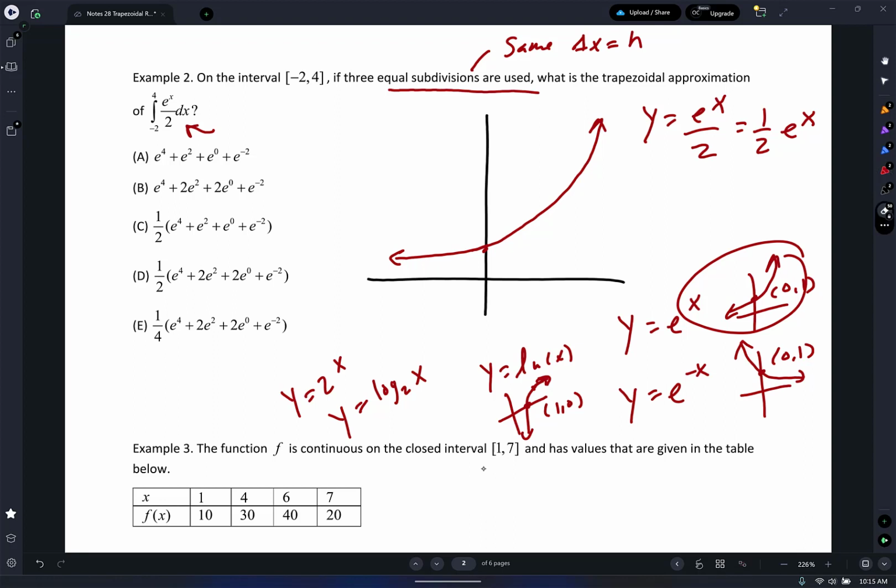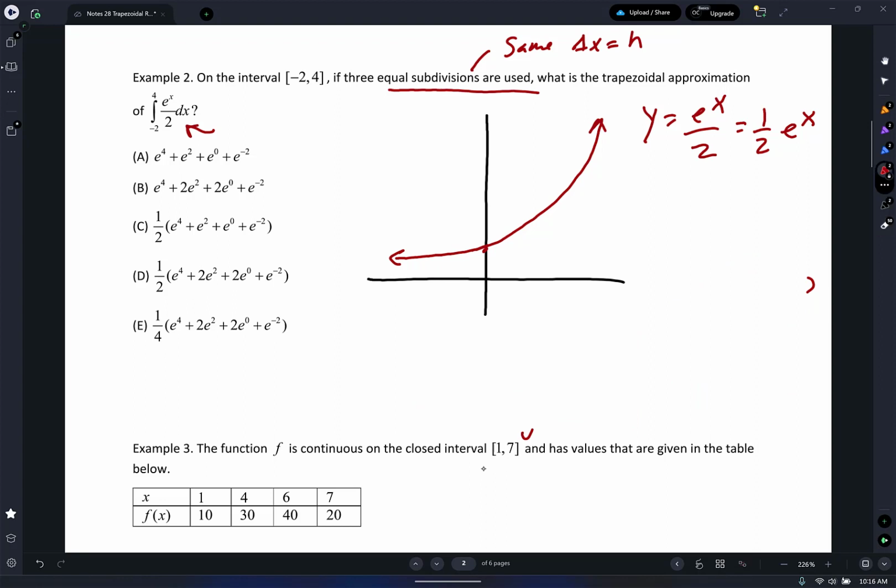Let me erase some of this. Any questions so far, guys? All right, here we go. Ready? Focus, guys, focus again. All right, here we go.